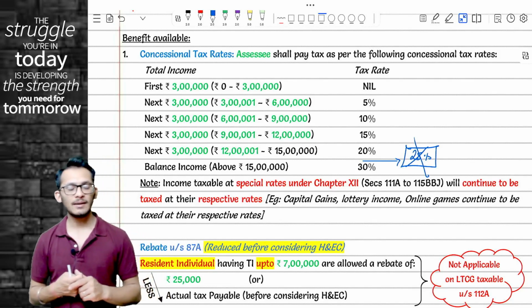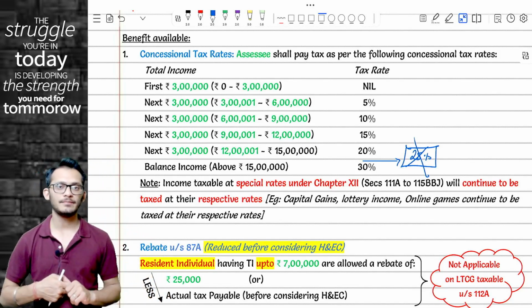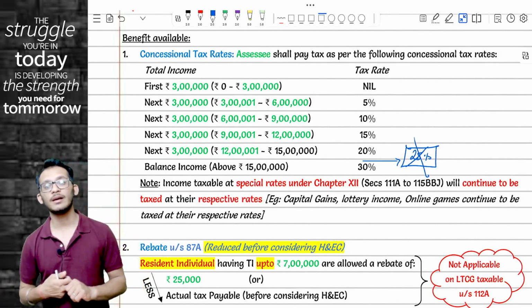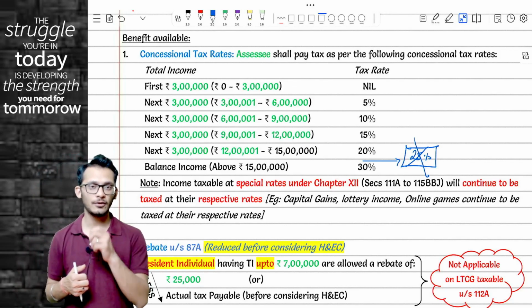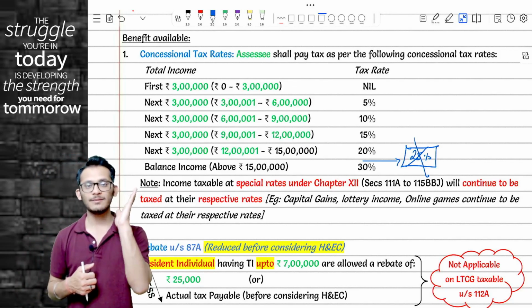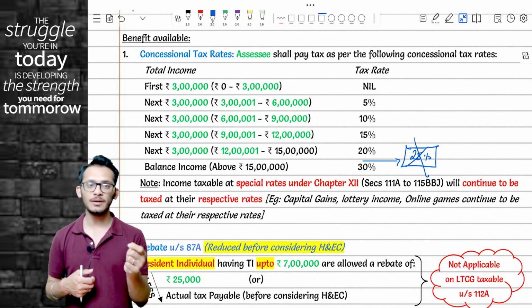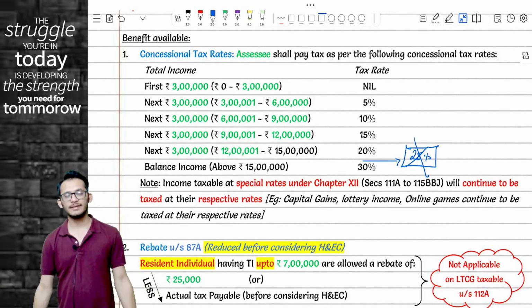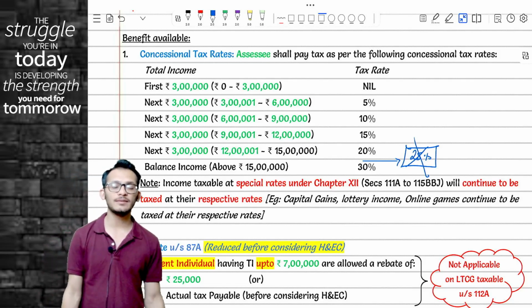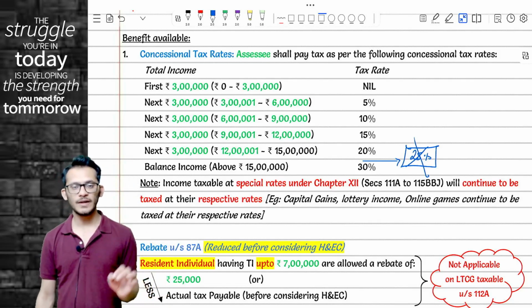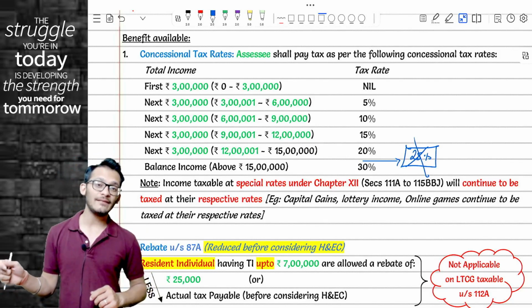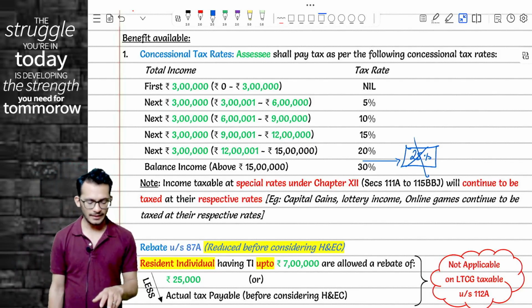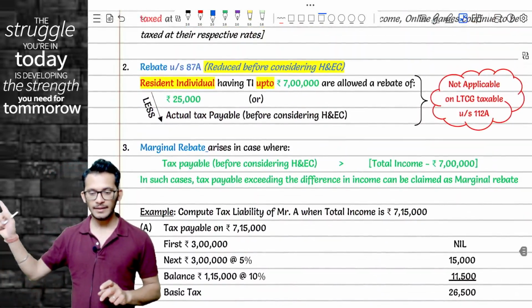If you're having slab rate income alone under default regime, what does the provision come and say? The provision says that if you have an income up to 7 lakh rupees in default regime, you will not be liable to pay tax, because your rebate will be the actual tax payable or 25,000, whichever is lower. Comparing it with the alternate regime, if your income is up to 5 lakhs, 12,500. Here, if the income is up to 7 lakhs, 25,000. This is what the rebate criteria is. Please keep that in mind.